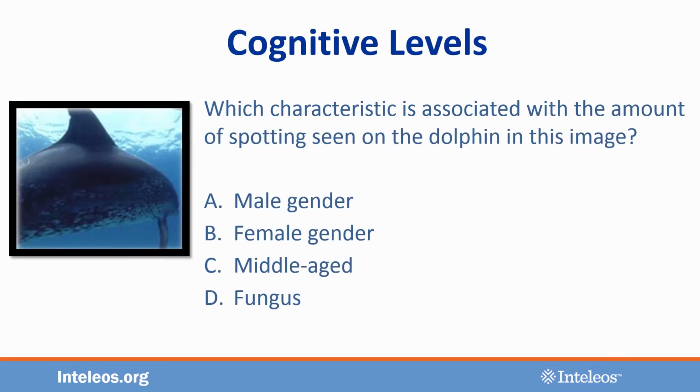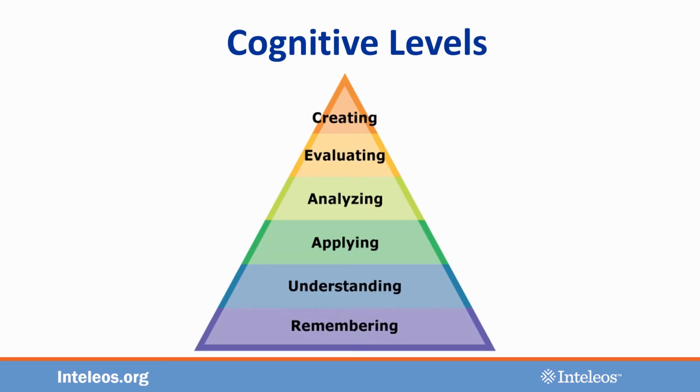However, to answer this question, which characteristic is associated with the amount of spotting seen on the dolphin in this image, the candidate would have to demonstrate that they can analyze the image and apply their existing knowledge to be able to answer the question. Analysis and application are in the middle of the cognitive pyramid. In building our examinations, we do need questions from all levels of the pyramid. Knowledge of some concepts, like basic anatomy, may be best assessed through a recall type question. But, as you can imagine, these are the easiest questions to write, and thus we have a lot of them.